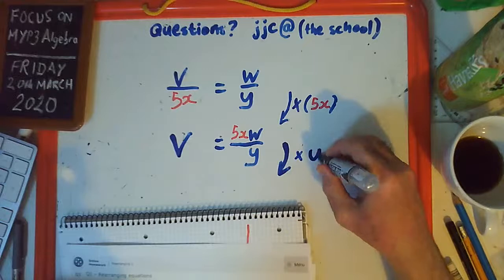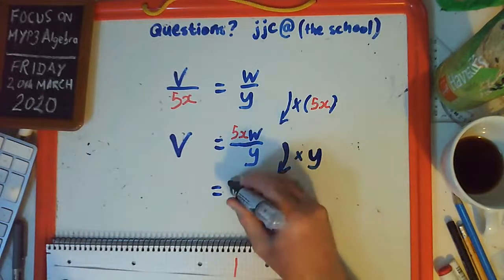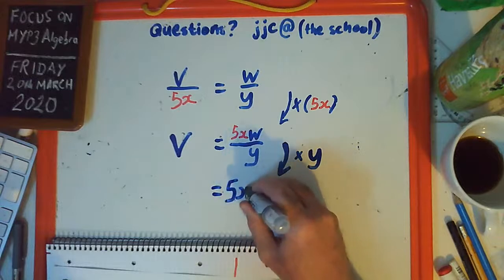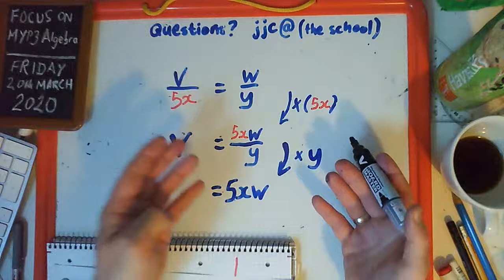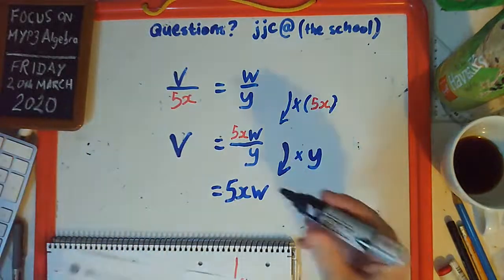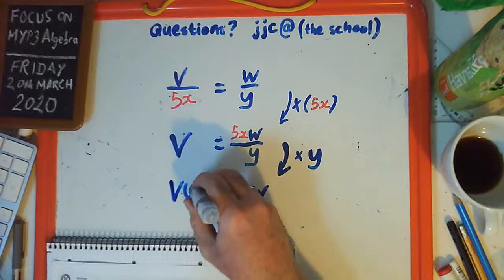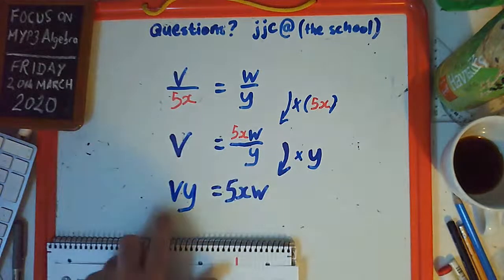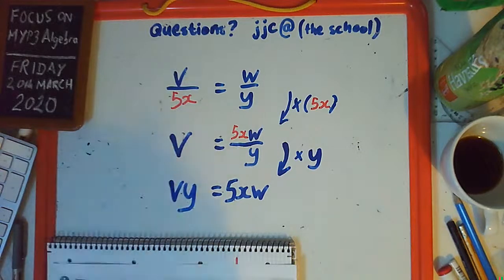I'm going to multiply by y. And then when I multiply by y, I just get the top bit, the 5xw. But for that to still balance, I've got to multiply by y the other side as well. So instead of v times y, I've tried to keep that in alphabetical order, so v times y rather than y times v, although it wouldn't really make a difference.